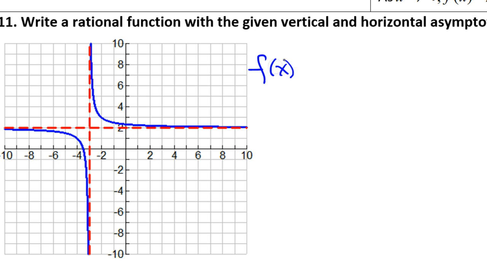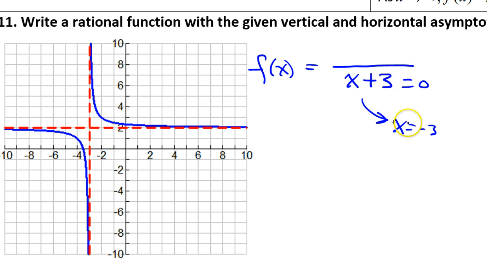So I'll call it f of x equals, let's start with the vertical asymptote because that's the easiest. We have a vertical asymptote here at -3. If the denominator is x plus 3, that would give me a vertical asymptote of x equals -3 because of the way we would set it equal to 0 and solve. So I'm liking my x plus 3 denominator. So that's great. So now I need to have a horizontal asymptote at 2.